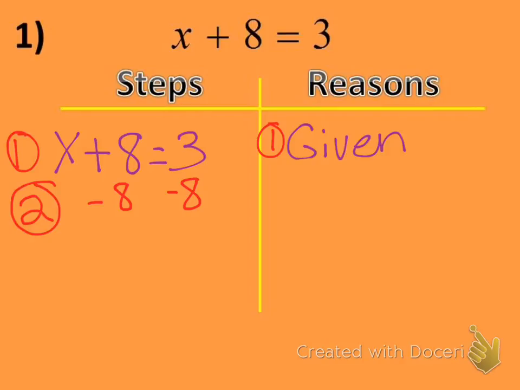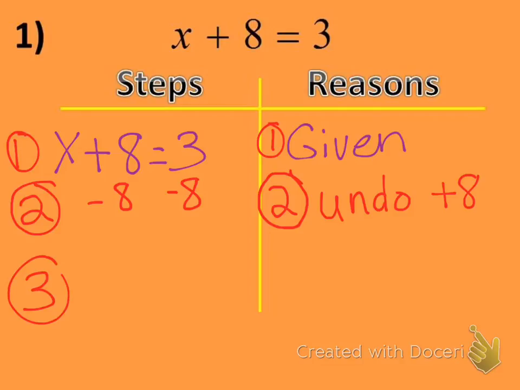Step 2 is the minus 8, right? Why are we subtracting 8? Because it's the opposite of addition. Good. So we're subtracting 8 to undo the plus 8. So step 3 is what we're going to get when we subtract 8. What do you get?